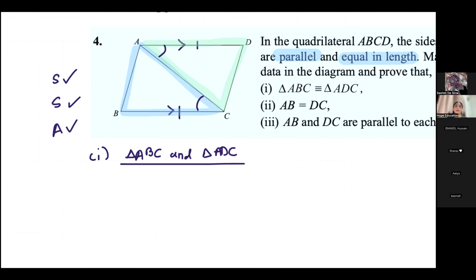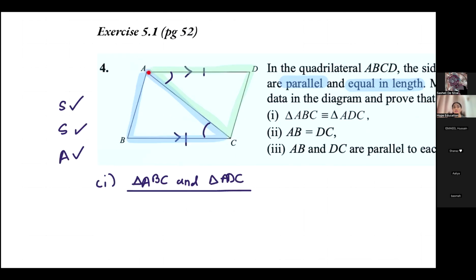Then let's look at this. Here we know this side and this side are equal. So we have one pair of sides that are equal. So we can take that as side, S. Then we know this side AC is common to both. So we have another side pair that is equal. Okay. Then we know this angle and this angle are equal because they are alternate angles between parallel lines. So we have an angle pair that is equal.